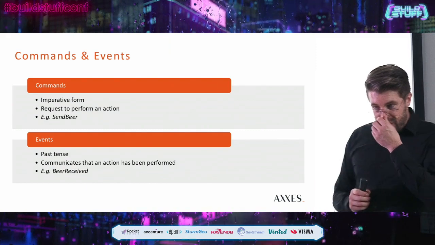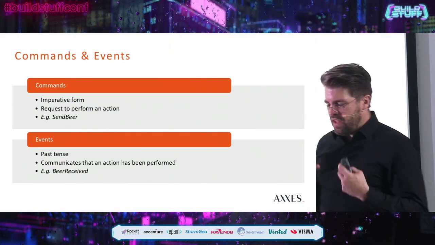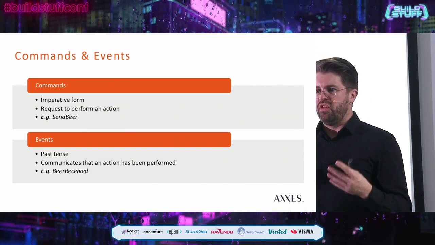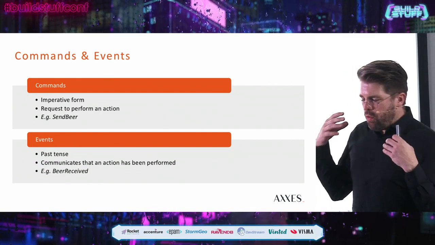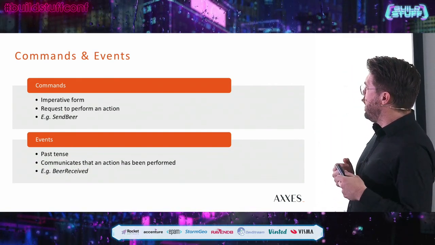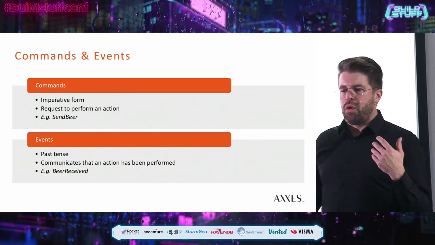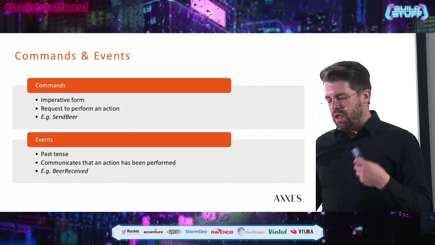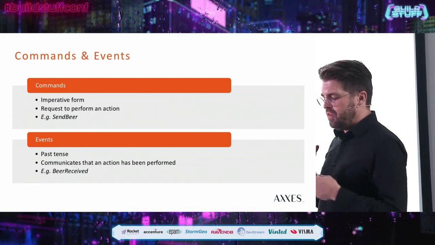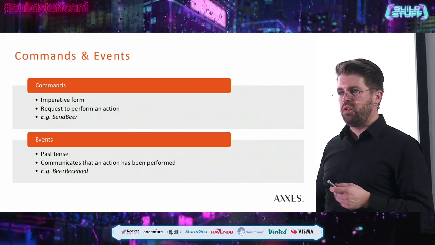Now, I mentioned commands and events. Just to get a quick context, a command is a request that we have for the system. Like, please perform this action. We always write them in imperative form. For instance, send beer. And whether this command succeeds or not, we do not know until we get events back. Like the beer has been sent or the beer failed to send, those could be events that result from that command.